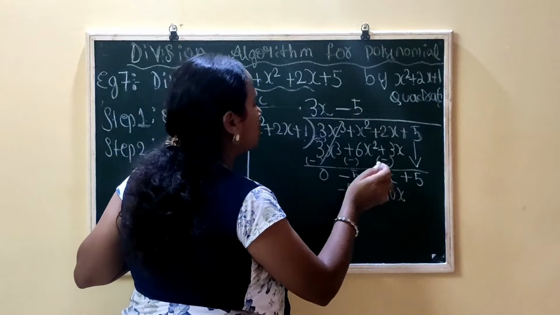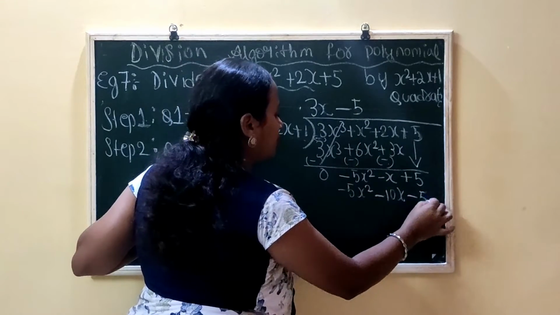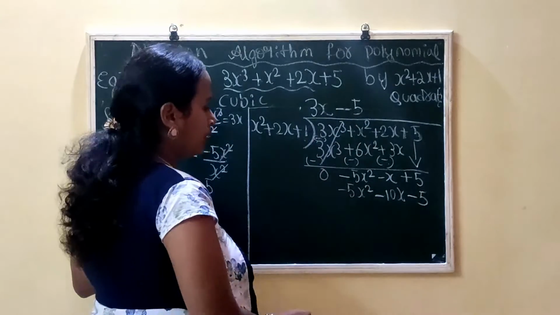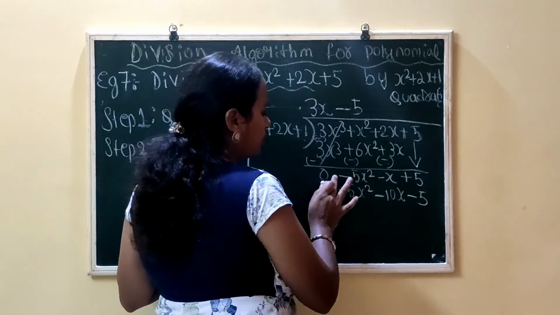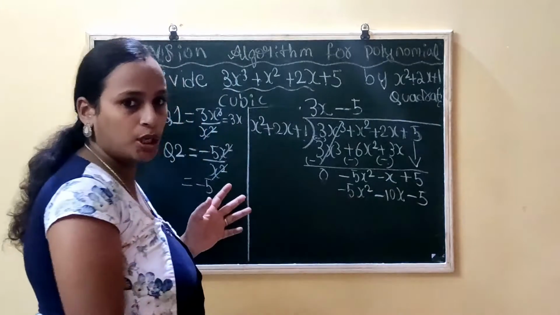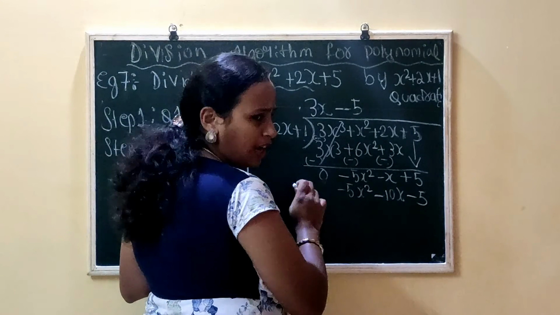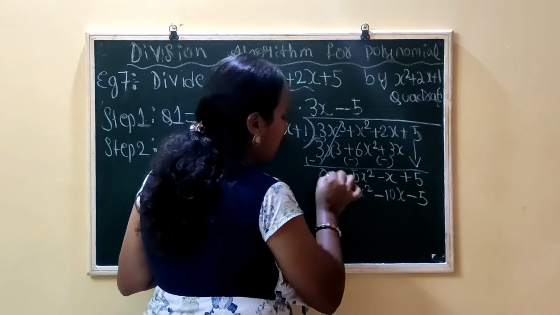Then 5 plus into minus is minus 5. Any doubts? Plus into minus is minus. 5 1s are 5. Now what should I do? Should I do addition or subtraction? I need to do subtraction so that I will get a positive sign here, right? So I will do subtraction.